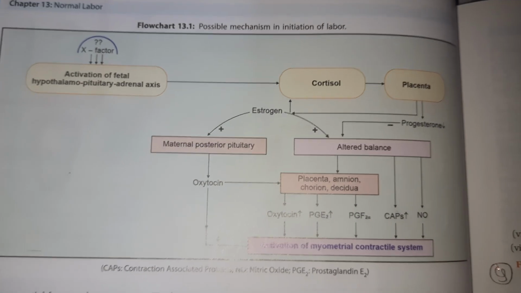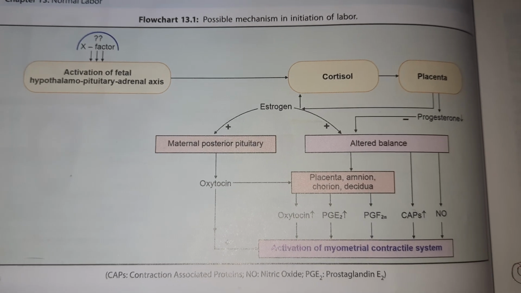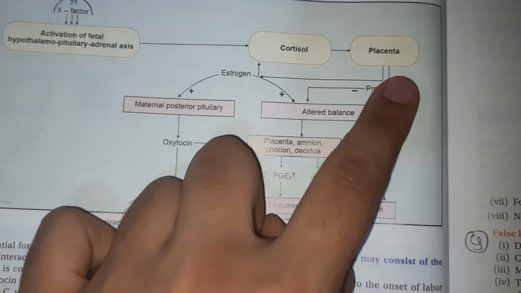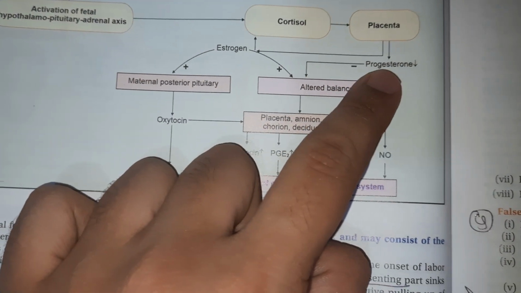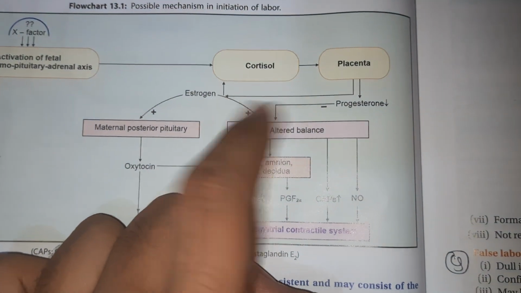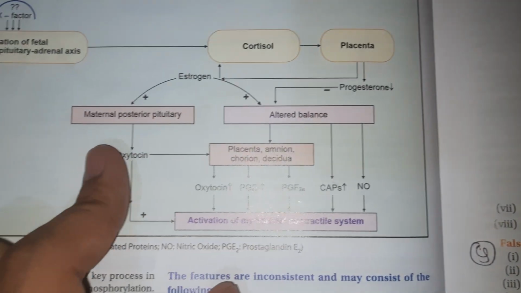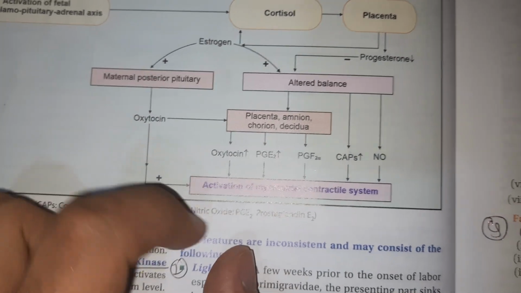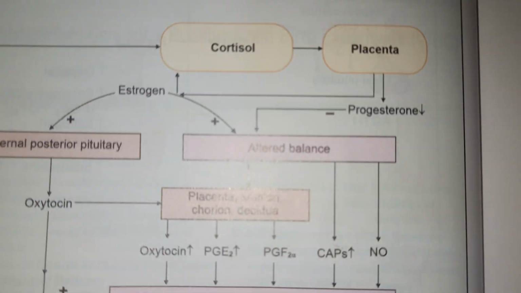So this is the mechanism we just talked about. There is activation of the fetal hypothalamo-pituitary axis, leading to release of cortisol. It acts on the placenta, and there is decreased progesterone from the placenta. There will be increased estrogen level and decreased progesterone level, and estrogen causes the maternal posterior pituitary to release oxytocin, and this causes activation of the myometrial contractile system.